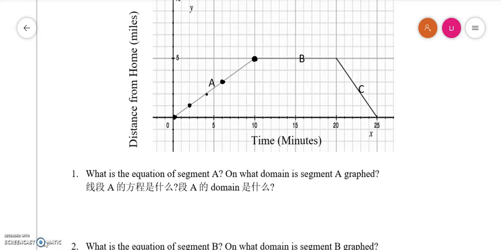We have several points that we know on segment A, which means we can figure out the equation of segment A. So let's see. I'm going to choose 2 of these points. I always like 0, 0. That's always a great point. So we'll go with the starting point and the end point.